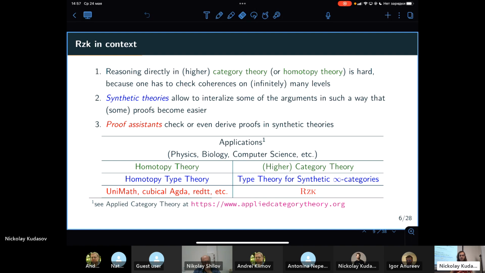So what I'm doing is I'm developing this proof assistant so that people who work in infinity categories can work in synthetic infinity categories and then check their proofs with the proof assistant that I develop.